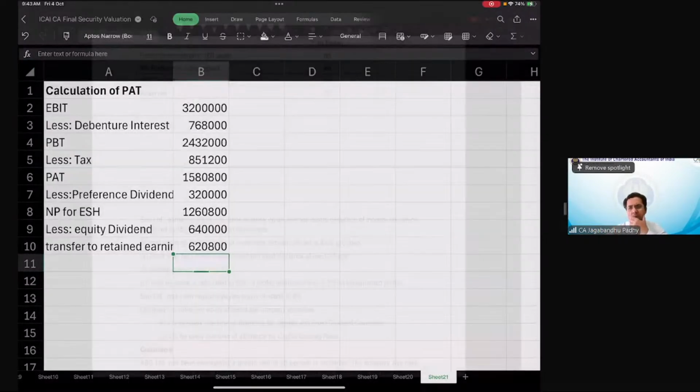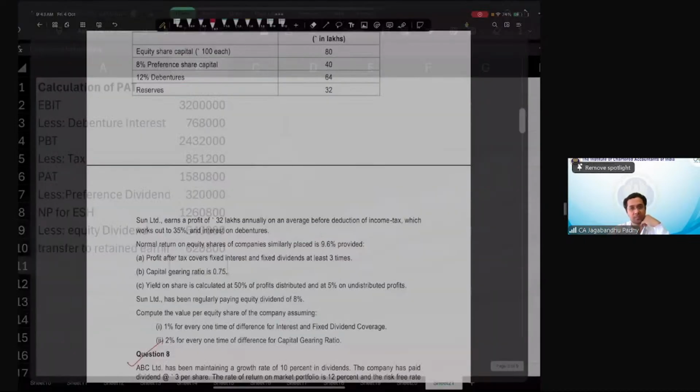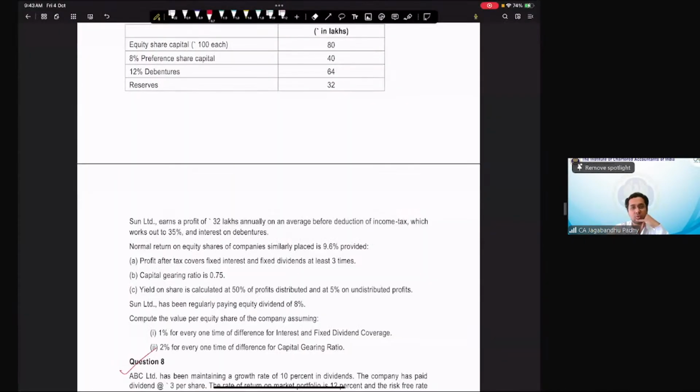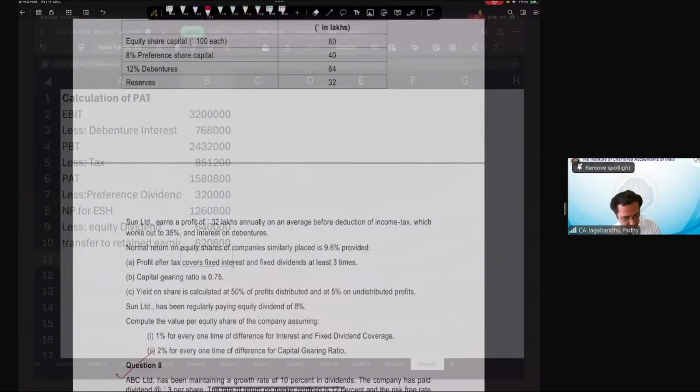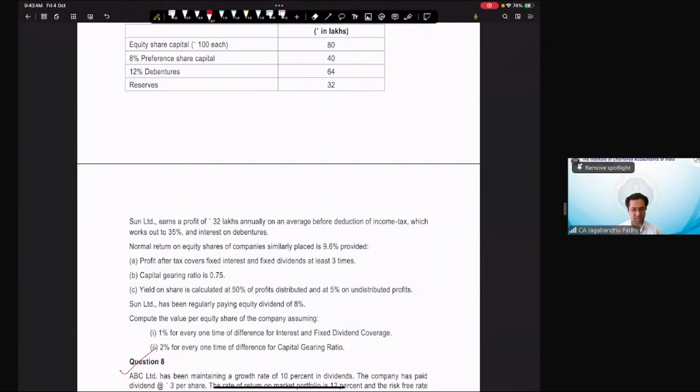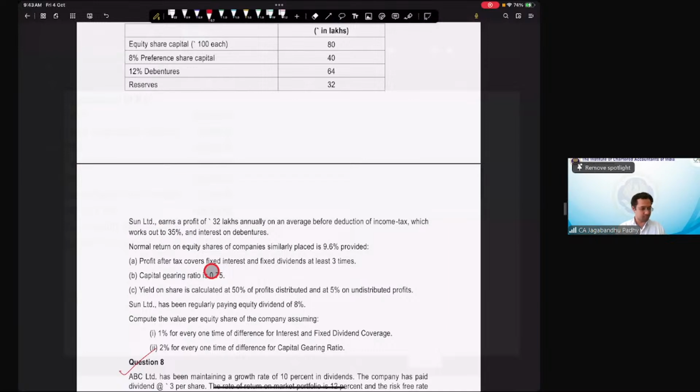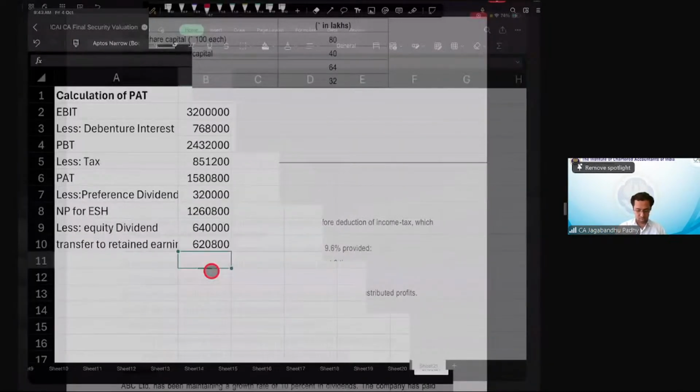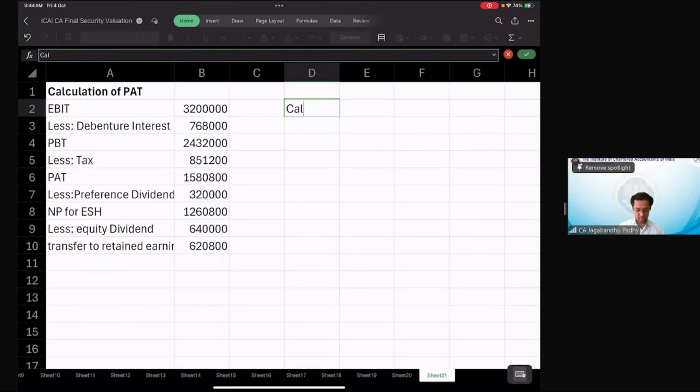To get the value of a share using a different approach in this question. Okay. So what we have in this question additionally is we have to first compute these numbers: profit after tax cover for fixed interest and fixed dividend, right? And also capital gearing ratio. We need to get these numbers because based on that, we are going to decide what will be the discounting rate. So let's first calculate the interest and preference dividend coverage.